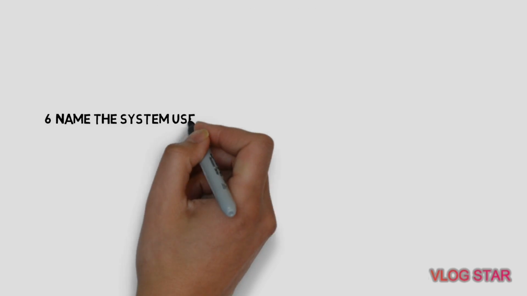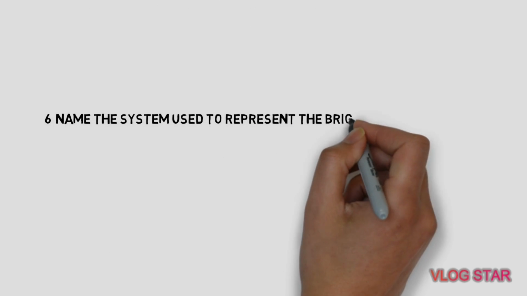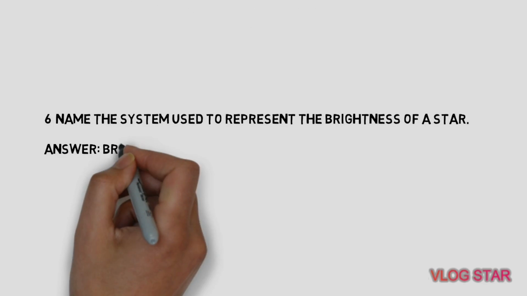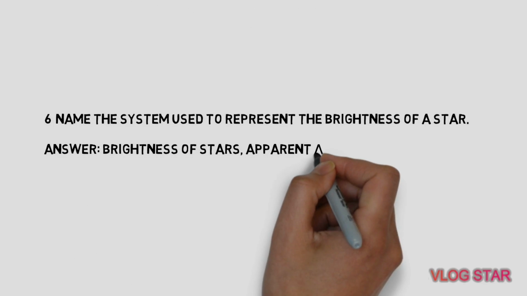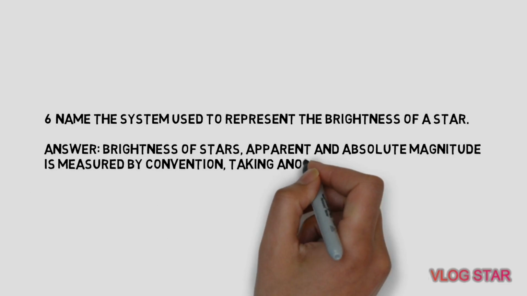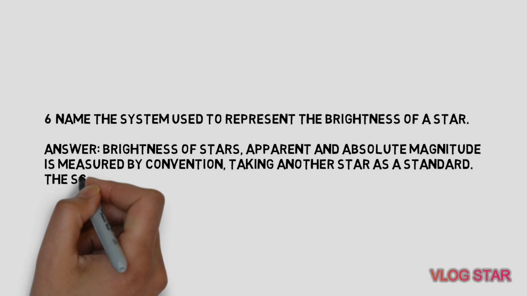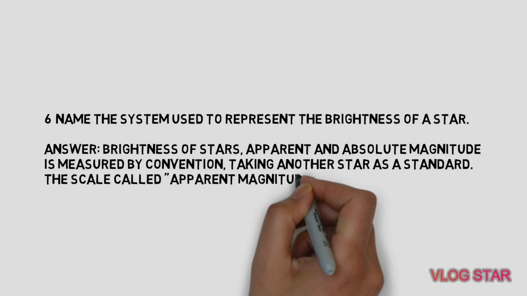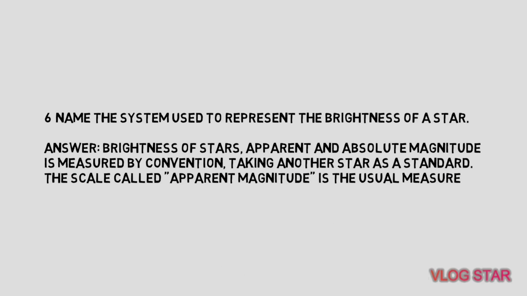6. Name the system used to represent the brightness of a star. Answer: Brightness of stars, apparent and absolute magnitude, is measured by convention, taking another star as a standard. The scale called apparent magnitude is the usual measure.